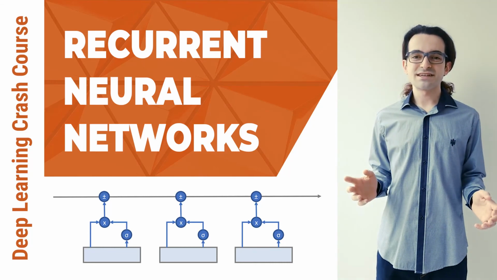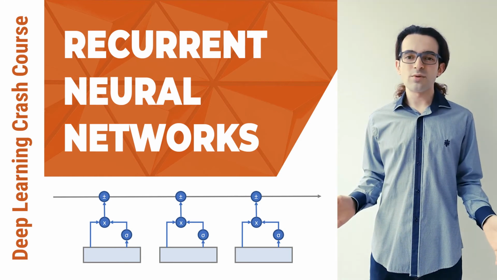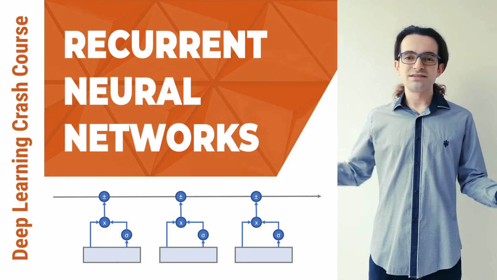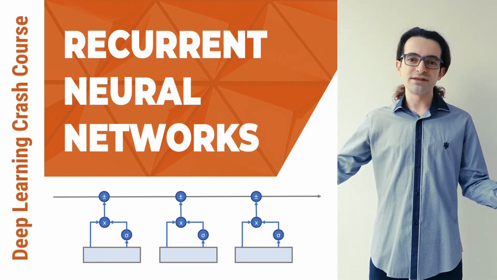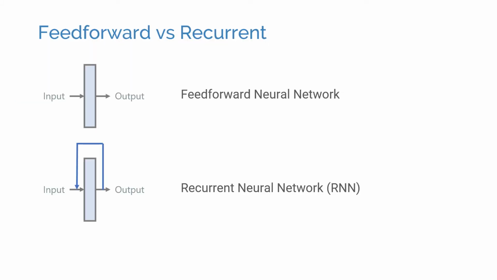So far, we have discussed only feedforward neural networks in this series. Feedforward neural networks have no feedback loops. The data flow in one direction from the input layer to the outputs. Recurrent neural networks, or RNNs for short, use inputs from previous stages to help a model remember its past. This is usually shown as a feedback loop on the hidden units.